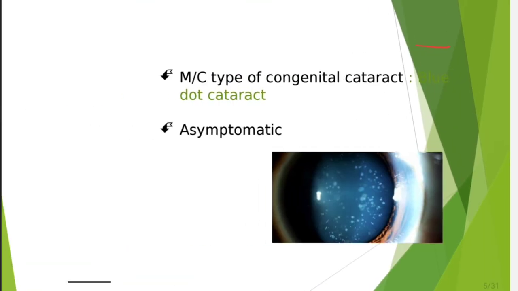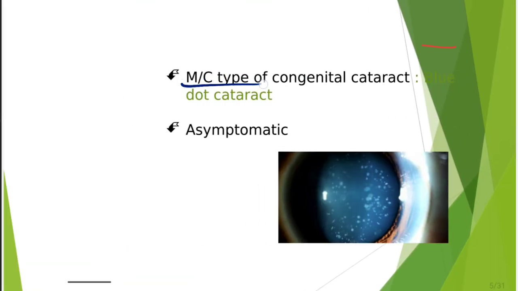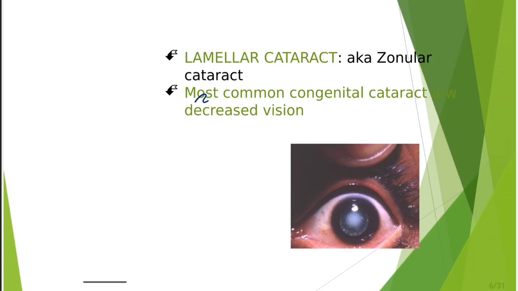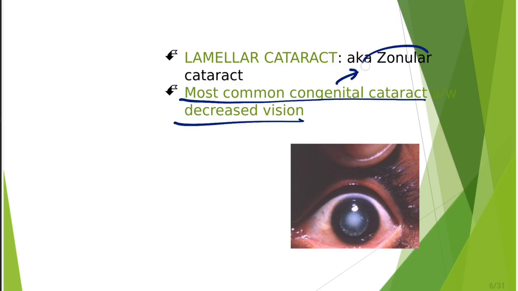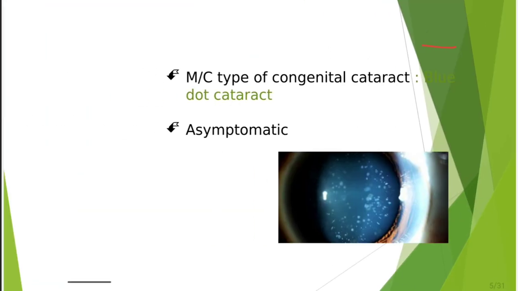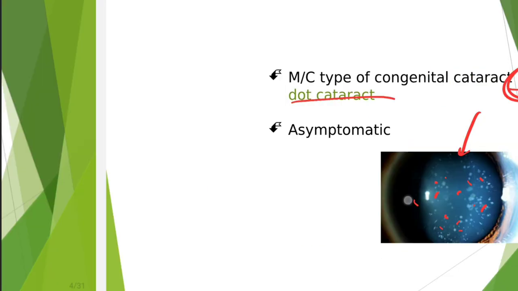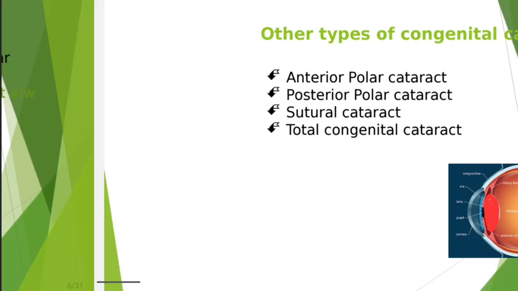Congenital cataract usually has on average 2 MCQs. Most common type of congenital cataract, your answer should be blue dot cataract. Okay, and remember the next question they ask you is, what is the most common congenital cataract associated with decreased vision? Then your answer becomes zonular or lamellar cataract. Understood, guys? So these are the questions, and this has come as an image based question. You can see these small dots here. Okay, this is what? Blue dot cataract. Don't forget this blue here. So that is it. That's a question they ask from here.